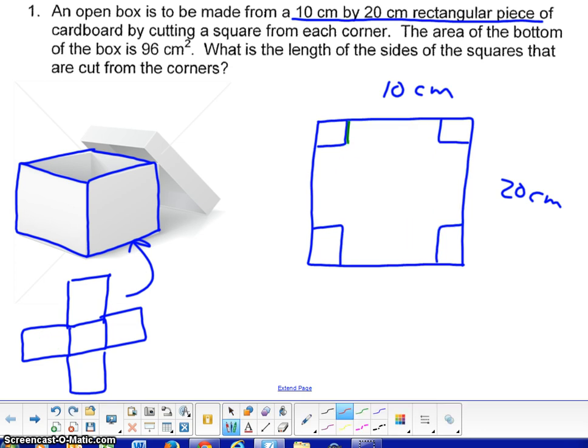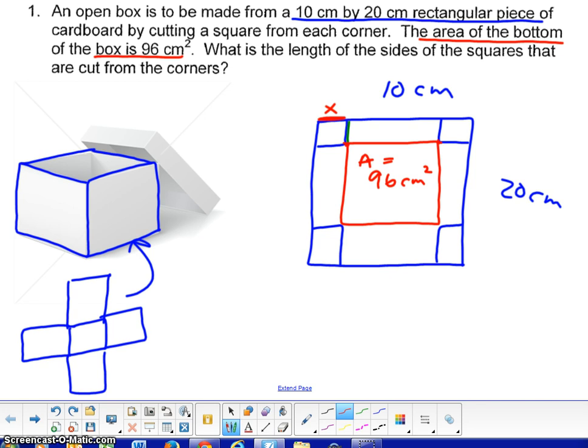Now let's take what's given. They're saying the area of the bottom of the box is 96. So this red box from each end of that corner is an area of 96 centimeters squared. And they want you to find the length of the sides of the squares that are cut from the corners, which would be this length. That is our unknown, what we do not know. What we have to know before we even begin is what the area formula is for a rectangle. You may recall that area equals length times width.